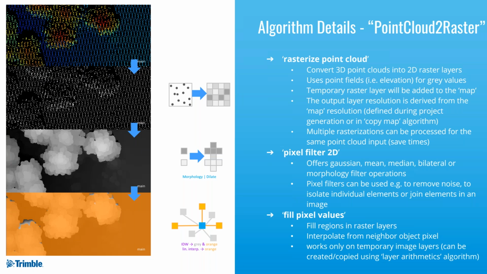All right. So what this algorithm allows us to do is to fill those holes based on interpolation from neighbor object pixels. It works only on temporary image layers, but these can be copied using a layer arithmetic algorithm. And what we're going to be doing here today is looking at these orange areas. You can see in this screenshot the orange areas again are the areas that have values that we want to fill. Again, these unclassified areas here.